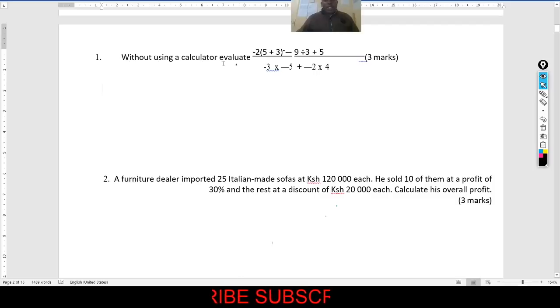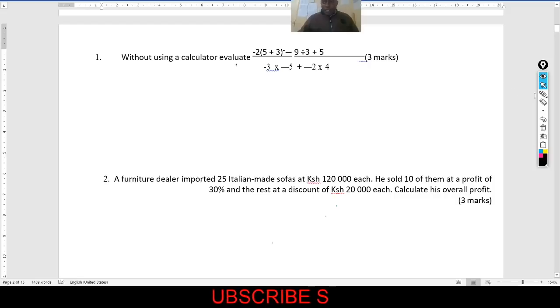Without using a calculator, evaluate negative 2 into brackets 5 plus 3, minus 9 divided by 3 plus 5, all over negative 3 times negative 5 plus negative 2 times negative 4. Here what you do, you work on the numerator and the denominator separately by using BODMAS.